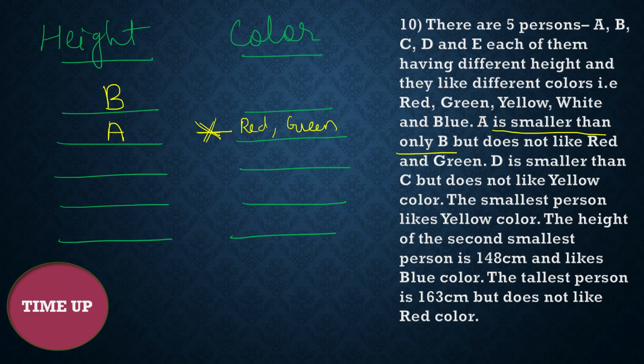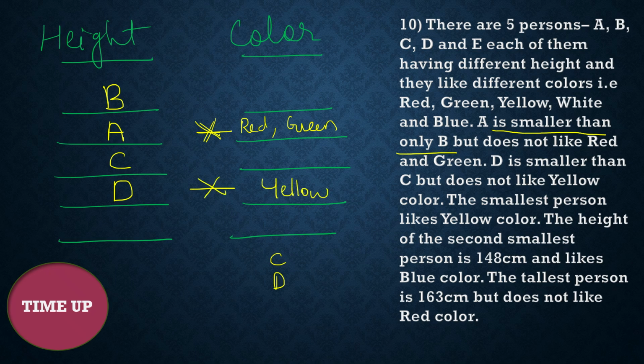Next, D is smaller than C, but D does not like yellow color. Suppose we place like this, because D is smaller than C, but D does not like what color? Yellow color.